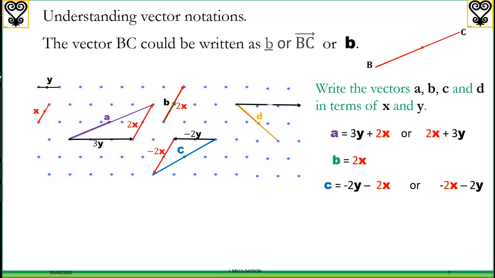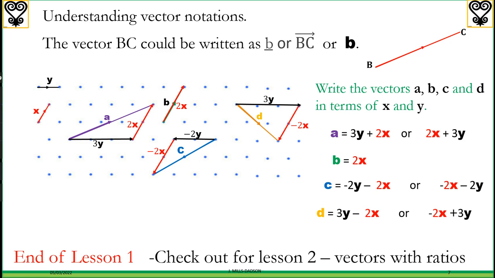The last one is 3y, then downwards, so that's minus 2x. So that sum of that vector will be 3y minus 2x, or negative 2x plus 3y.